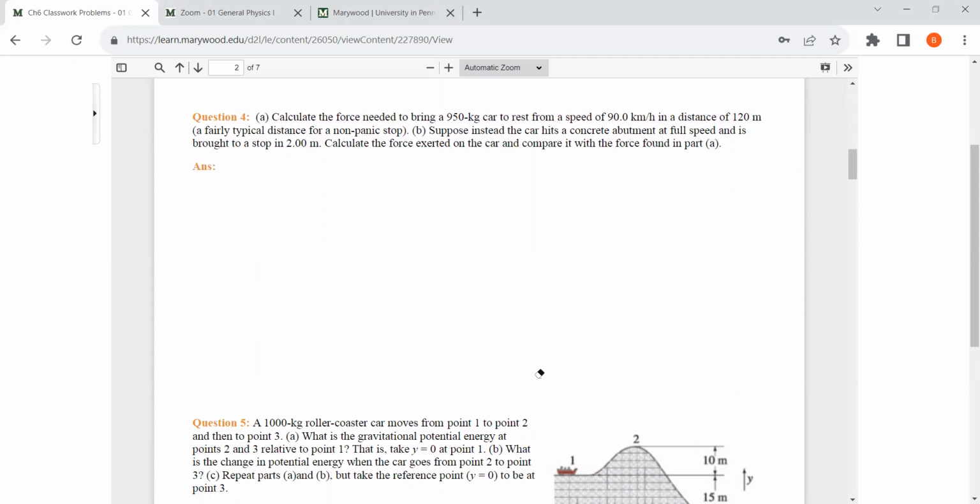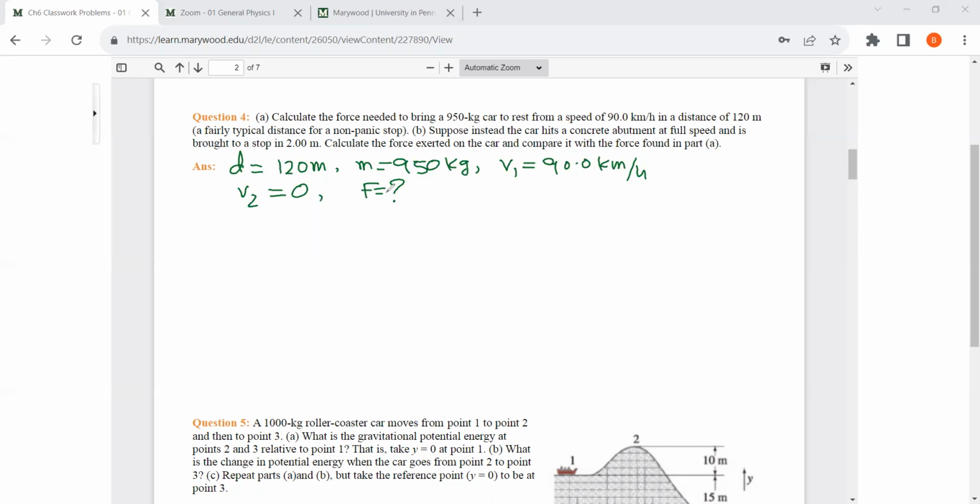What we are given here: the distance d equal to 120 meter, the mass of the car is 950 kilogram, the initial speed v1 equal to 90 km/h, and v2 is equal to 0. We have to calculate the force.